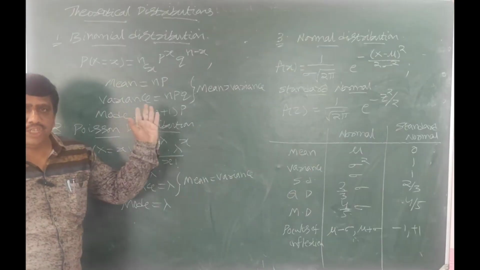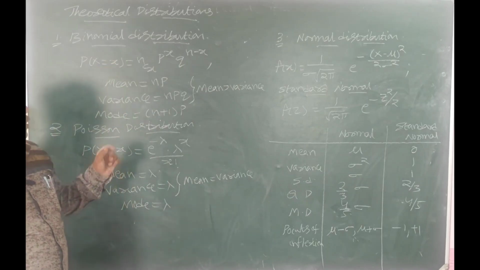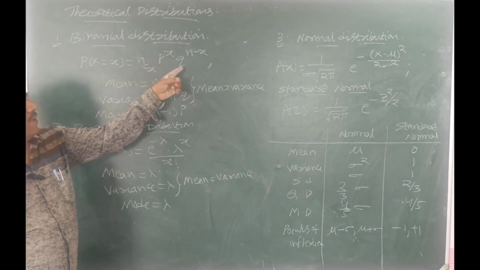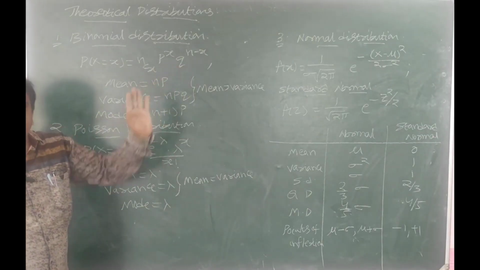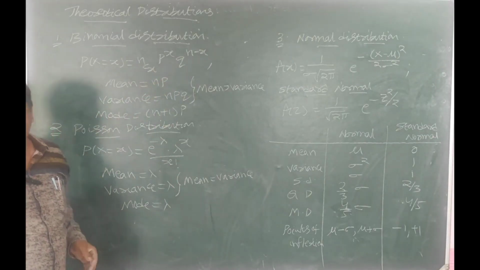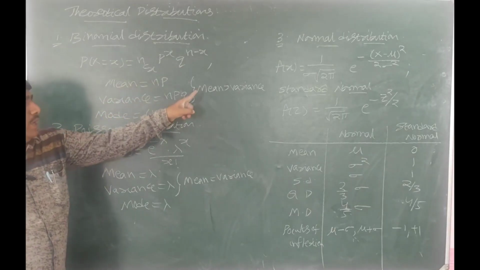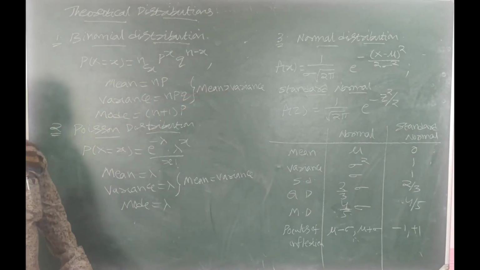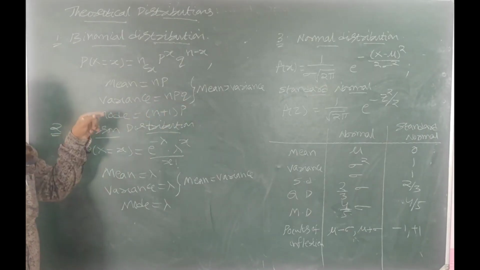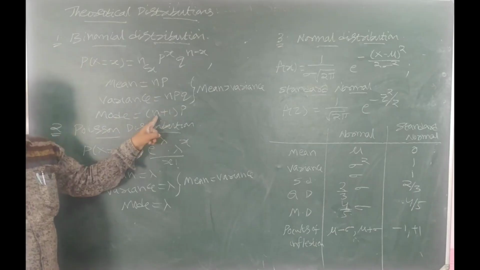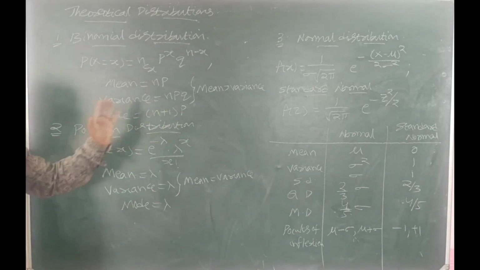Next, theoretical distributions. Binomial distribution. The PMF of binomial distribution is nCx p^x q^(n−x), where x can take the values from 0 to n and we will have n+1 probabilities. The mean of binomial distribution is np, variance is npq, where the mean is always greater than the variance. If he is asking SD, root npq is the formula. And the mode of binomial distribution formula is (n+1)p. It means it may be either unimodal or bimodal according to the value.